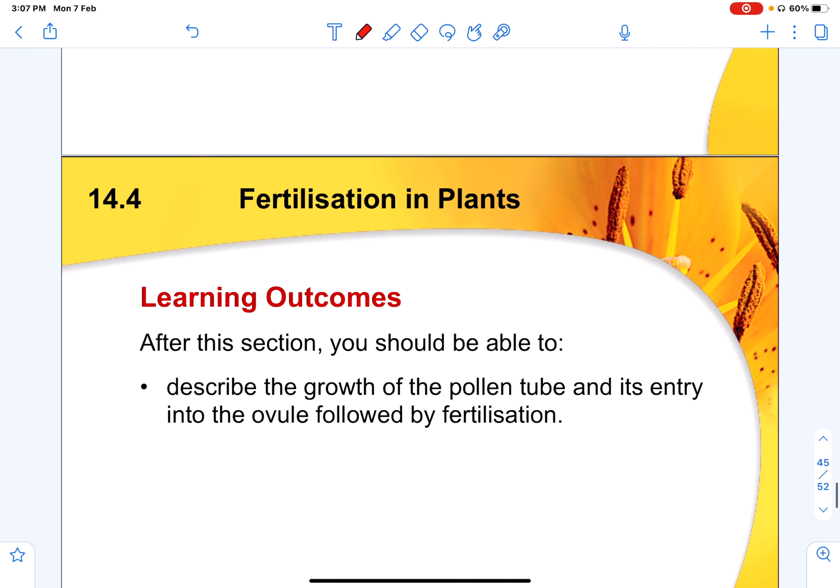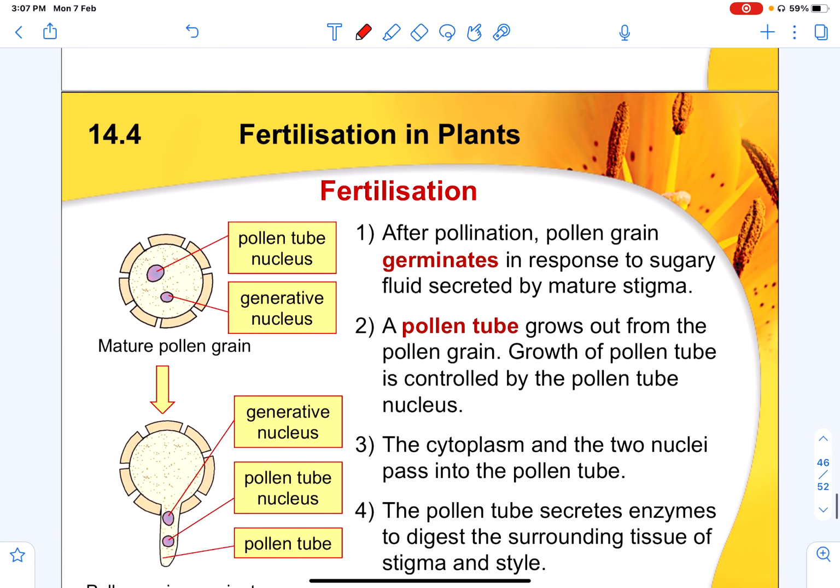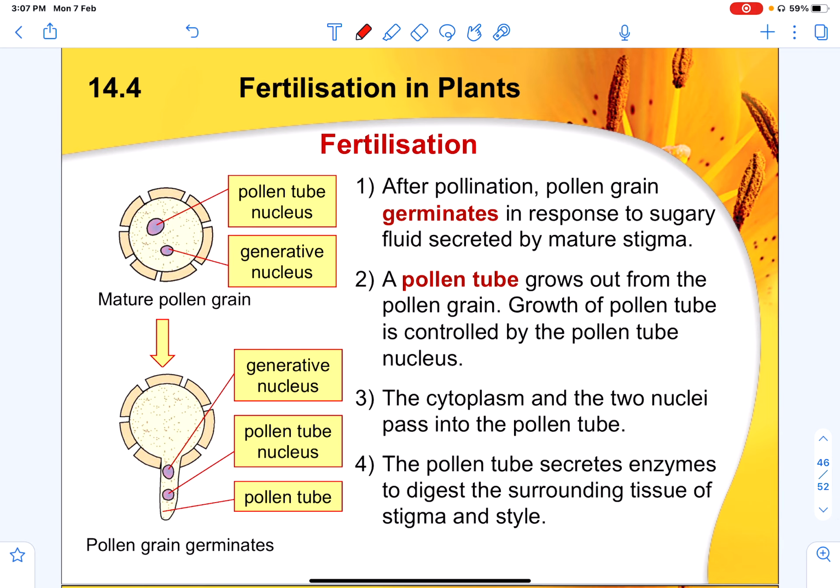So lastly, we talk about fertilization, which usually comes out as an essay component where you are required to describe the growth of the pollen tube, and its entry into the ovule followed by fertilization. Now, fertilization is not pollination. Pollination is more on the act of the pollen grain landing onto the stigma. Whereas fertilization is about how the male gamete from the pollen grain fuses with the female gamete from the ovum in the ovary. So in this case, that's what is involved.